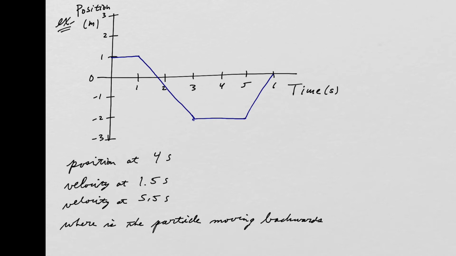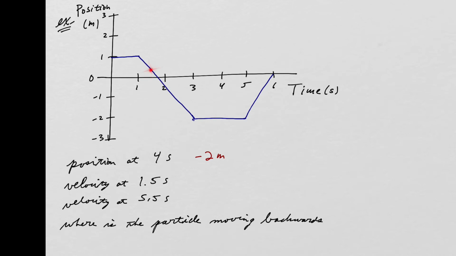So position at 4 seconds. Well, that I can read directly off the graph, right? Because it's a position versus time graph. So if I go to 4 seconds, go down in the graph, I can read that value off. It's -2. So this is going to be equal to -2 meters. If I want to find the velocity at 1.5 seconds, well, 1.5 is right here.